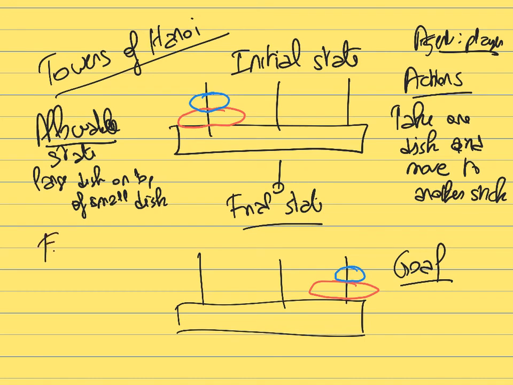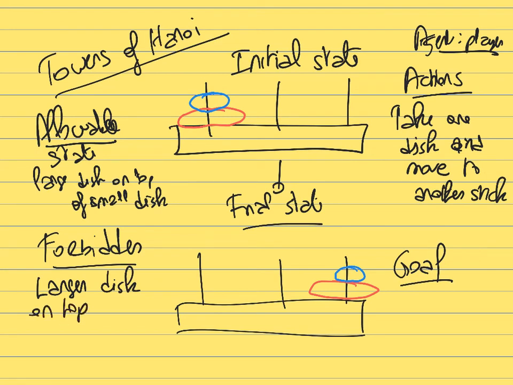And then you have some forbidden states, which are states that are not allowed. And in this case, this would be to have a larger disk on top of a small disk. So if you have the large red disk on top of the small blue disk, this would be a state that would not be acceptable, would not be allowed. So this would be a forbidden state.